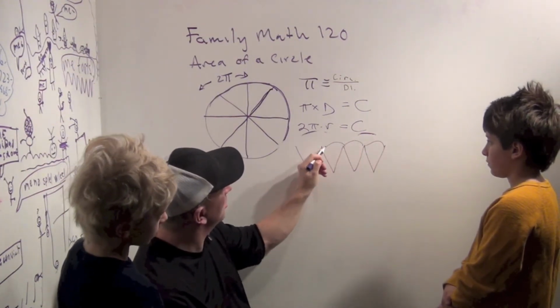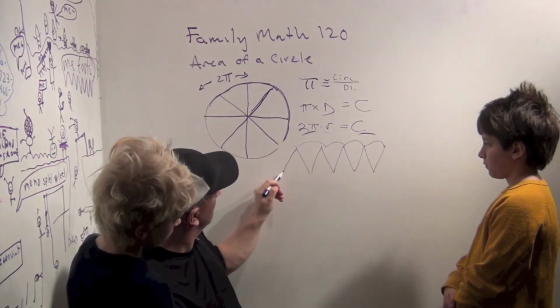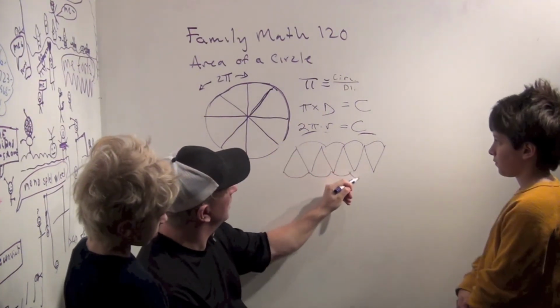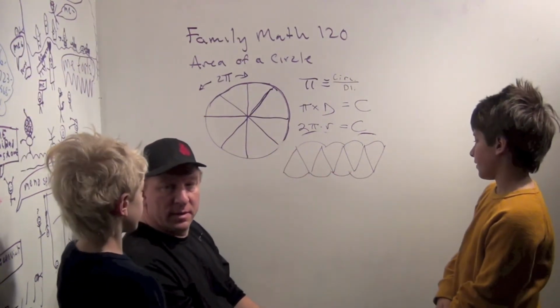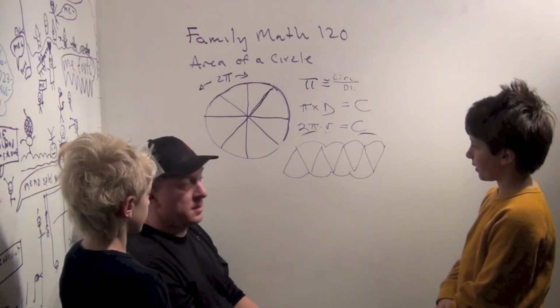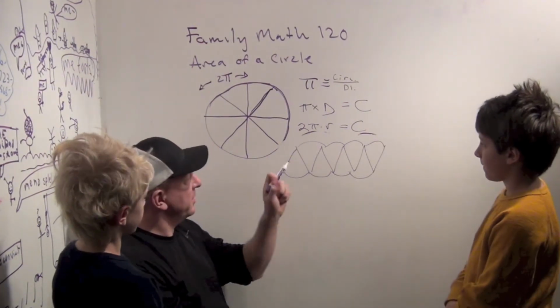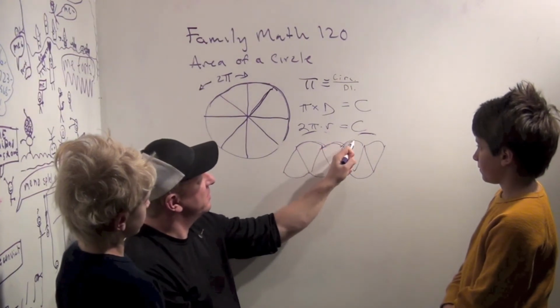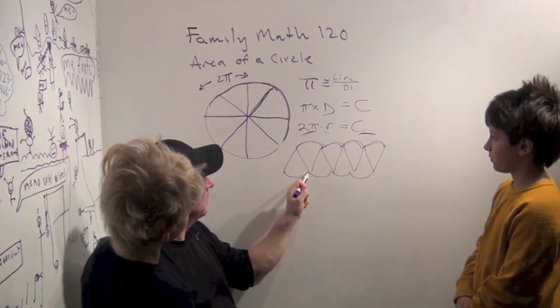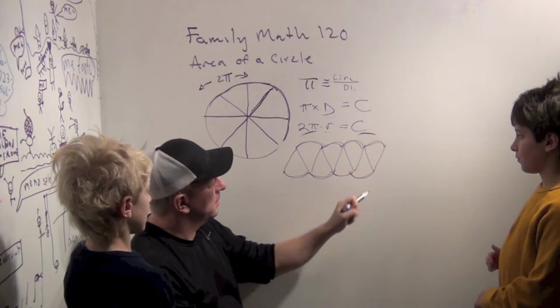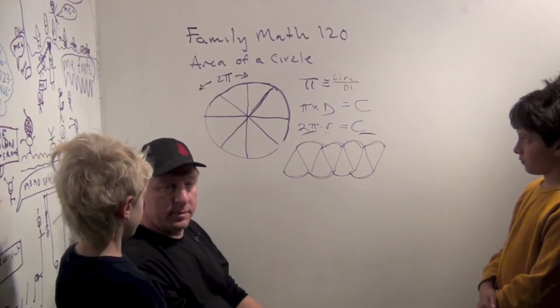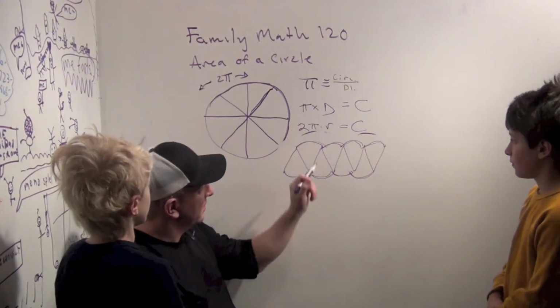Yink, yink, yink, yink. What do you think now? I think it's starting to look even more like a rectangle. Okay, and then can you answer this question for me? How far is it when I go on these bumps? It's going to be the same. It's going to be half the circumference, so it's going to be pi again.